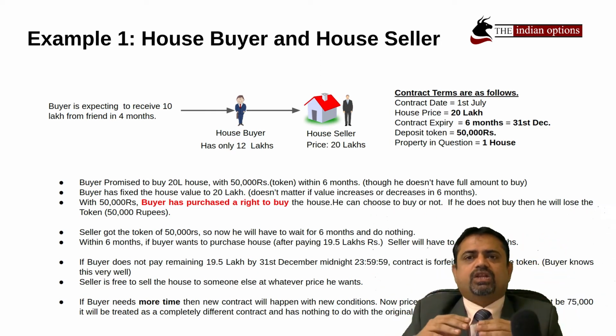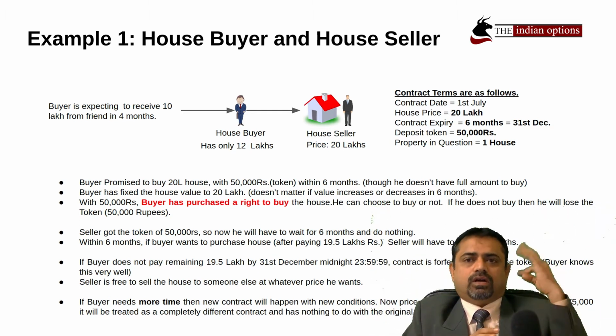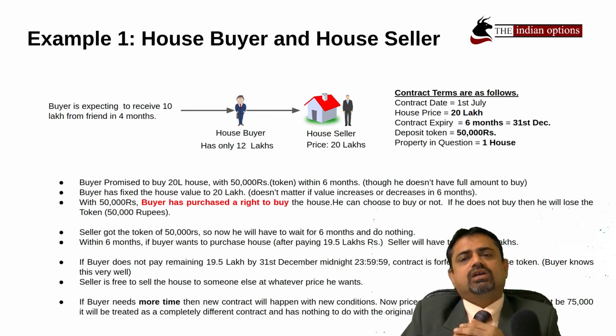So as per the new contract, he will have to pay 75,000 initially, and then when he wants to purchase the house, he will have to pay the remaining 19.25 lakhs.